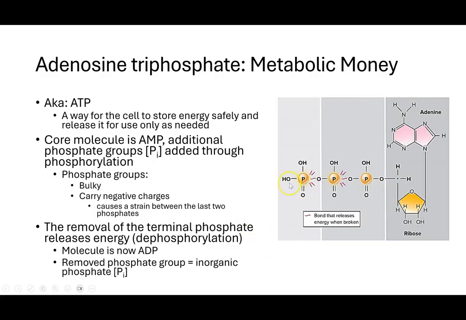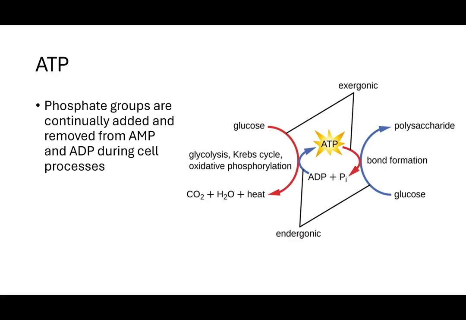So removing a phosphate group is called dephosphorylation. So we can go from ATP to ADP. That's very, very common. We don't see AMP a whole lot because we're kind of constantly cycling through these molecules, adding and removing phosphate groups. So, like I said, this is a continual process.